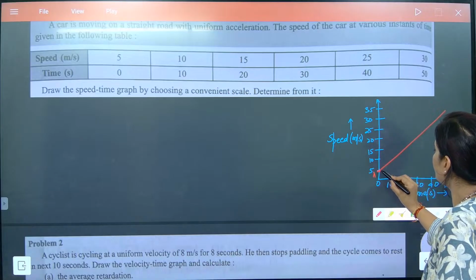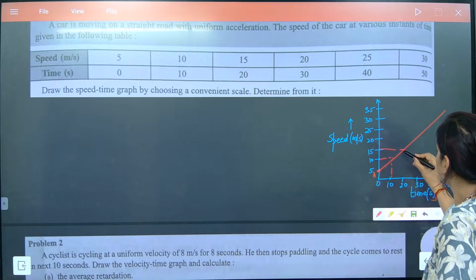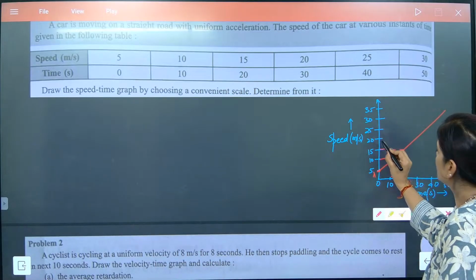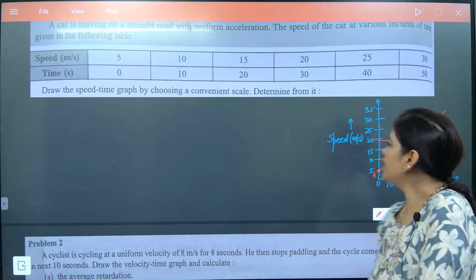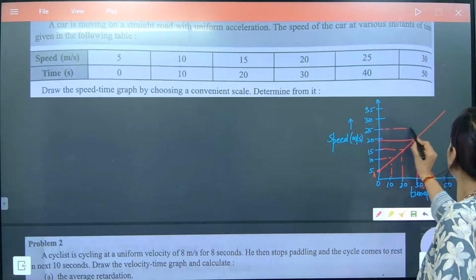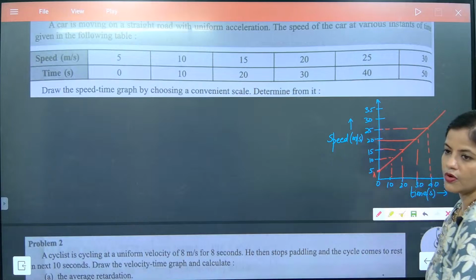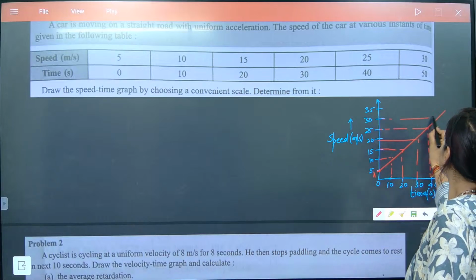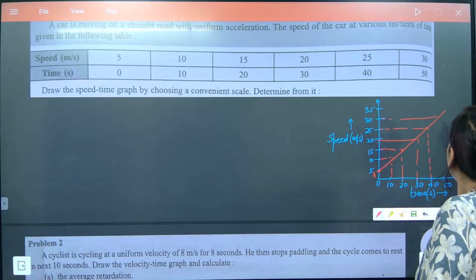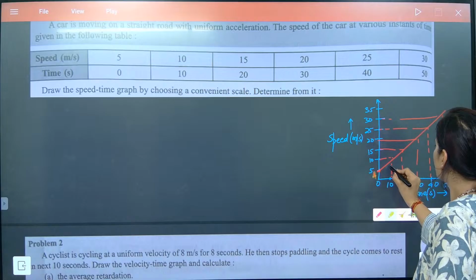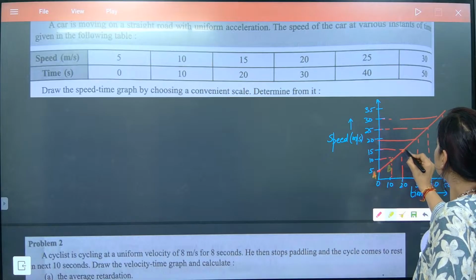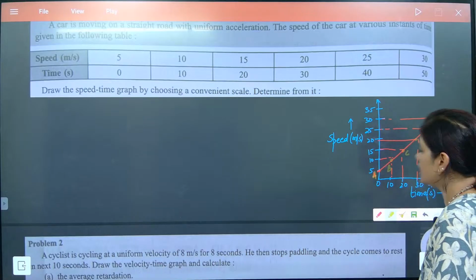At 5, it is 0. At 10, it is 10. At 15, it is 20. At 20, it is 30. After 25, it is 40. Okay. And then 30 is 50. Let's locate the point. So here this point will be considered as A, B, this point C, D, E and F. Done. Drawing over.